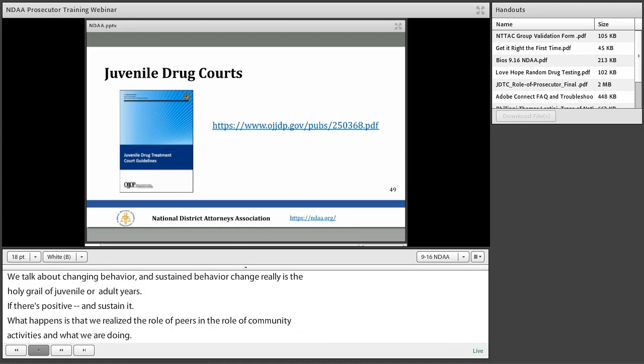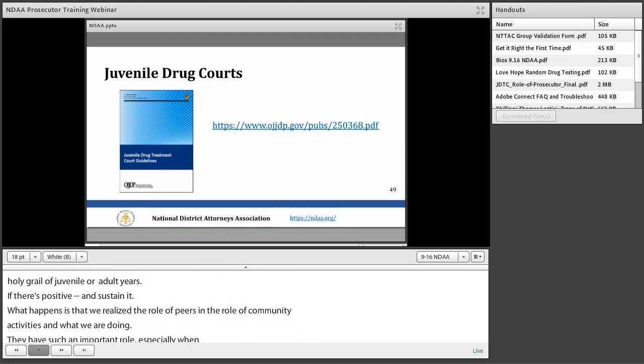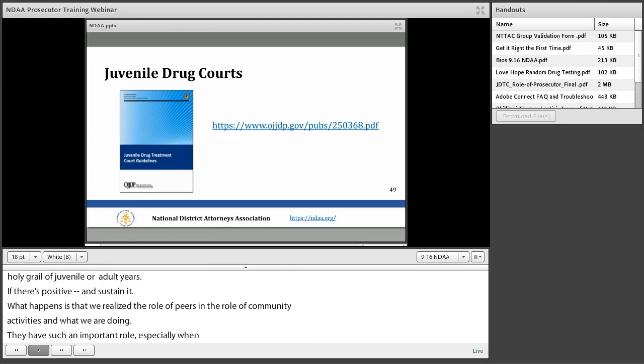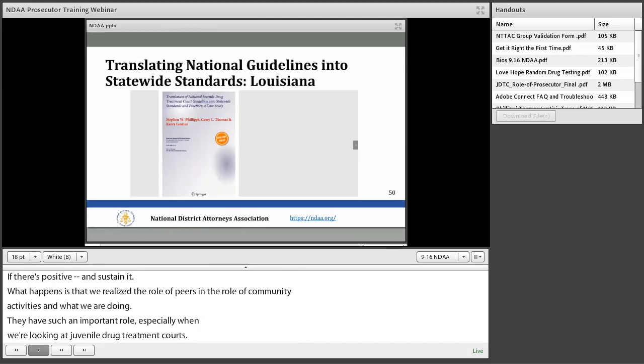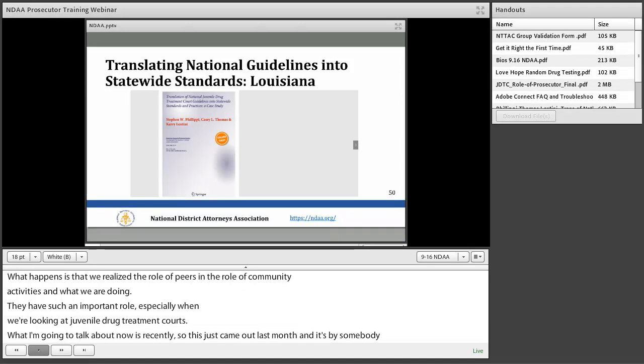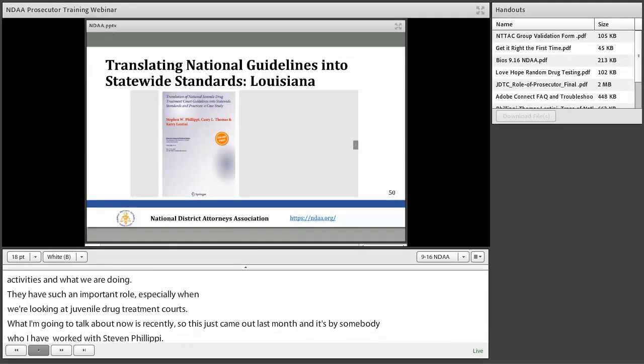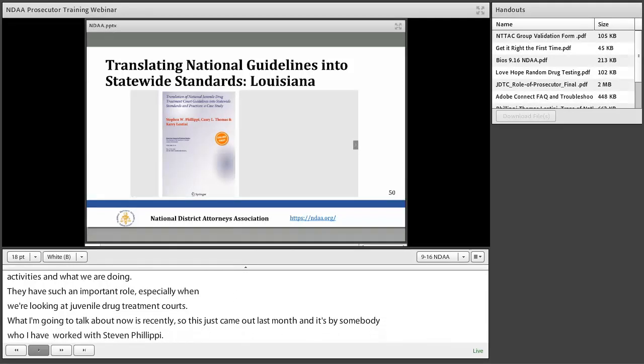What I'm going to talk about now is something that just came out last month, by somebody who I've worked with and really admire, Stephen Filippi. What they did is they took these national guidelines that were issued a couple of years ago, and they translated them into statewide standards.